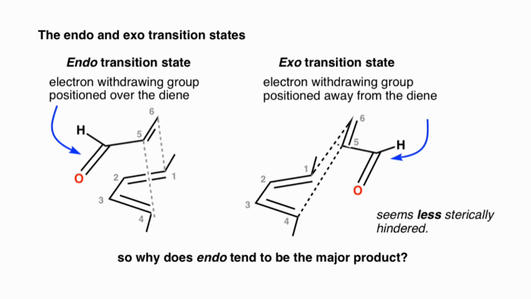Right? They're sitting right on top of each other, which is a crowded situation. The exo transition state is less crowded. So in terms of steric hindrance, the exo transition state has less steric hindrance than the endo. So we would assume that the exo transition state is lower energy than the endo transition state.